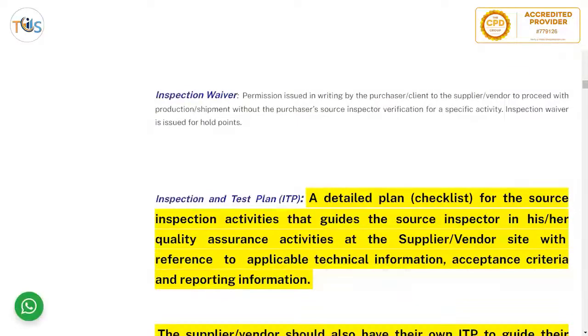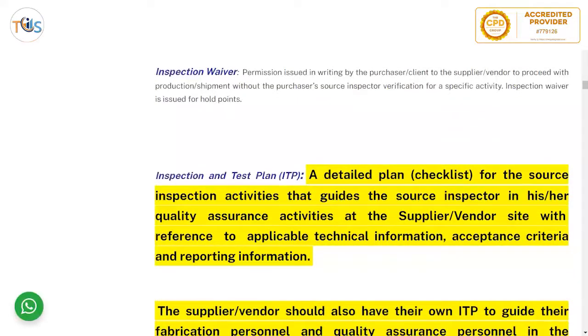That's what inspection is. Inspection waiver is permission issued in writing by the purchaser or client to the supplier or vendor to proceed with the production or shipment without the purchaser's source inspector verification for a specific activity. Inspection waiver is issued for hold points. So if you've got a hold point, that means the vendor cannot proceed until it's approved by the client, and in turn it is actually the inspector to be present there and verify this, representing the client.